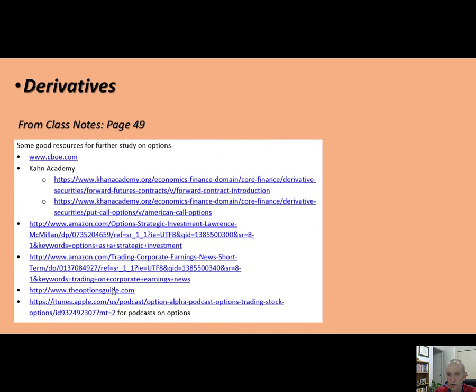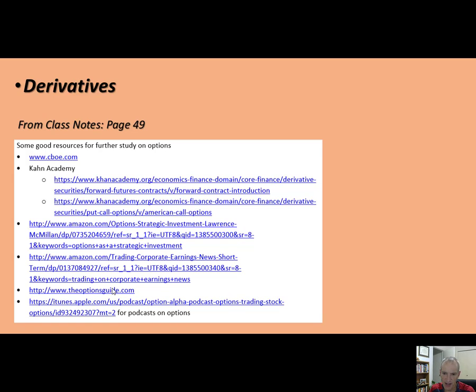There's several really good resources. If you're interested in options, the CBOE is a really good source, the Chicago Board Options Exchange. Their website is excellent. They have a lot of free educational material. They have an option pricing model that you can put in online and actually price the option. It's a really good website. I do recommend it. Khan Academy, you've probably heard of them and have used some of their material. They have some really good videos on both options and futures. I like his videos because they're short, they're to the point. He explains it really, really well.